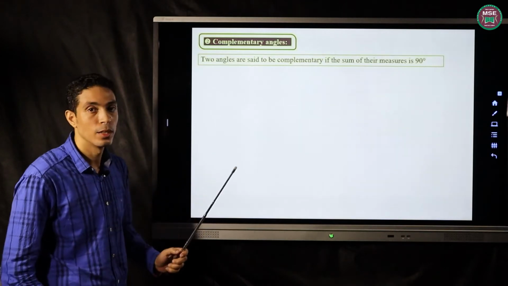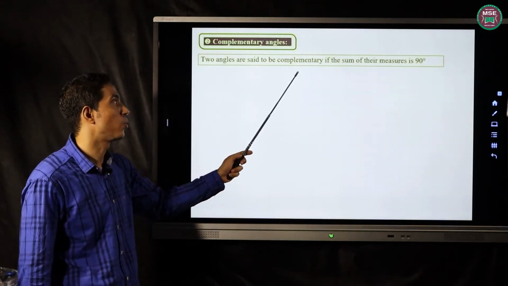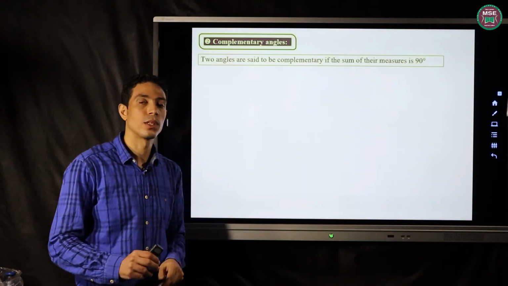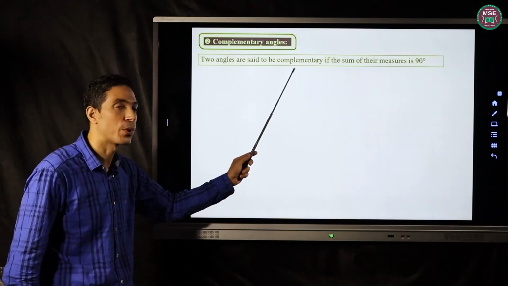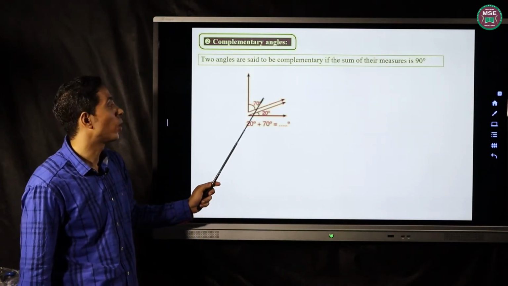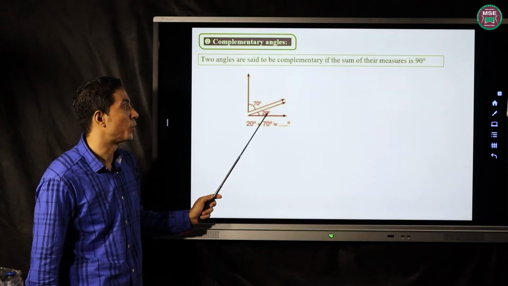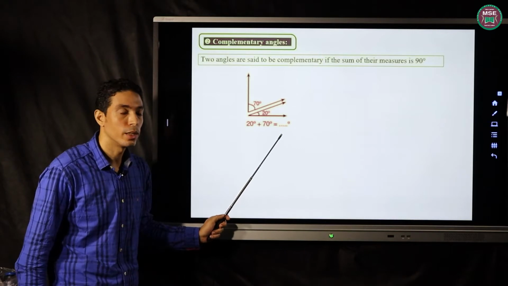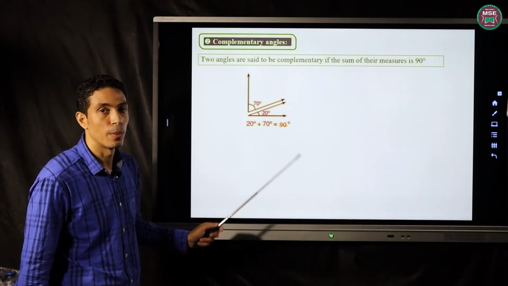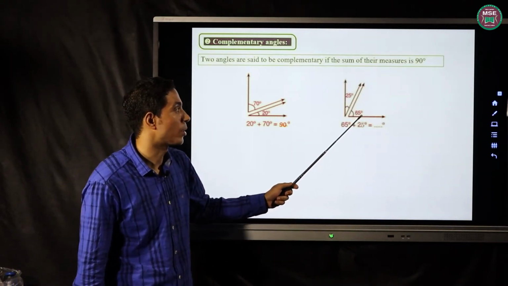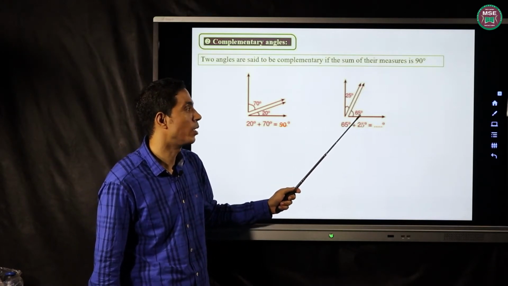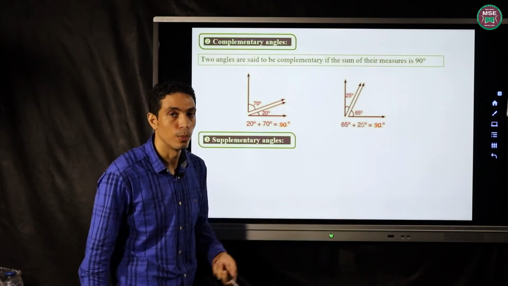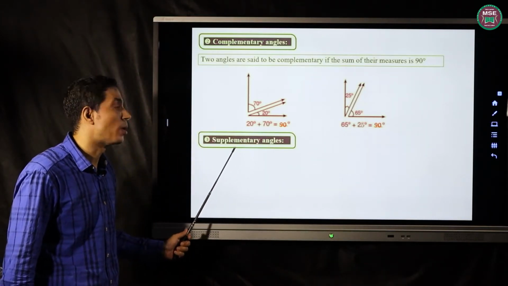Second, complementary angles. Two adjacent angles are said to be complementary if their sum equals 90 degrees. Any two angles whose sum equals 90 degrees are complementary angles. Example, we have an angle of 20 degrees and another angle equal to 70 degrees, then 20 plus 70 equals 90, so these two angles are complementary angles. And another example, two angles 25 degrees and 65 degrees, their sum equals 90, so these two angles are complementary angles.